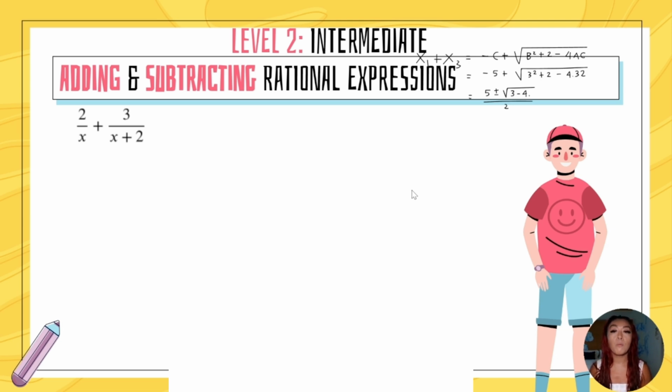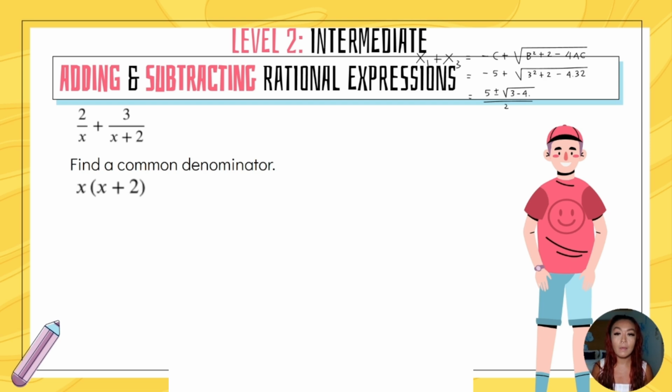In Level 2, we're going to perform some operations with rational expressions, and we're going to start by adding and subtracting. So we have this expression here, 2 over x plus 3 over x plus 2. Just like if we were adding regular fractions, unfortunately here, we can't use the calculator just as easily, but we have to find a common denominator. So the common denominator here is x times x plus 2. All you need to do is multiply the denominators together, and that's your common denominator.